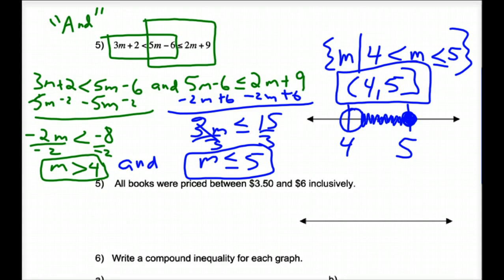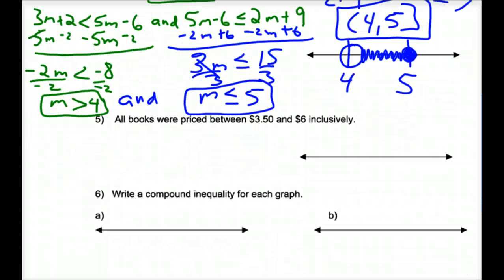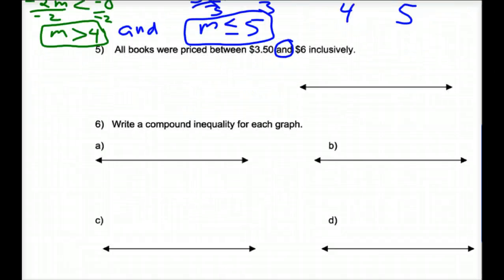All right, skip 5. You might have a word problem where it says all prices are between $3.50 and $6 inclusively. What's the word inclusively mean? Included. So that means the 3.5 and the 6 are included, so it'd be filled in circles or brackets. Is it an or? No, I think it's an and. This word would probably give it away.